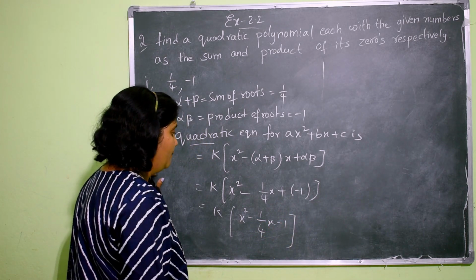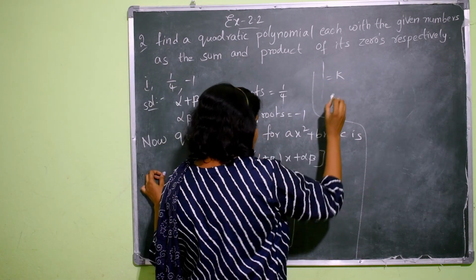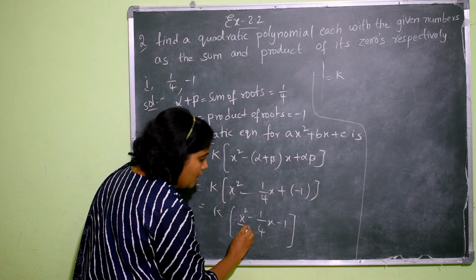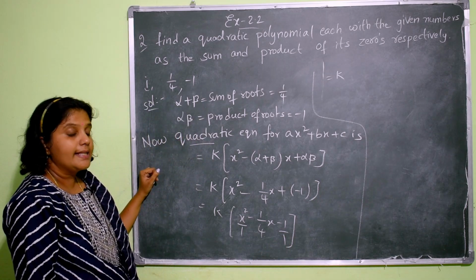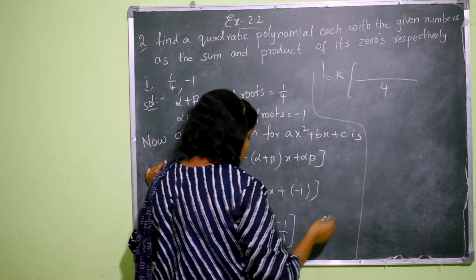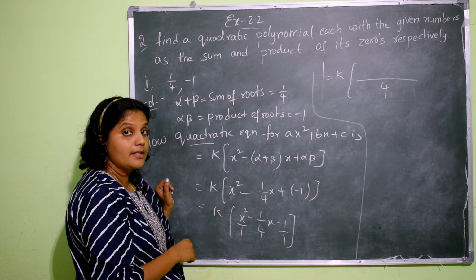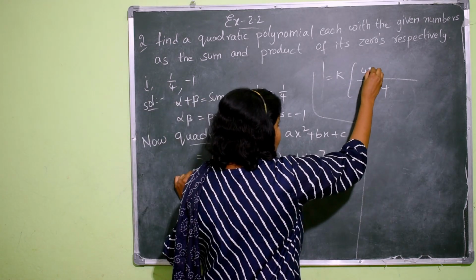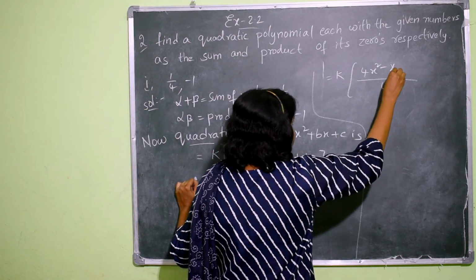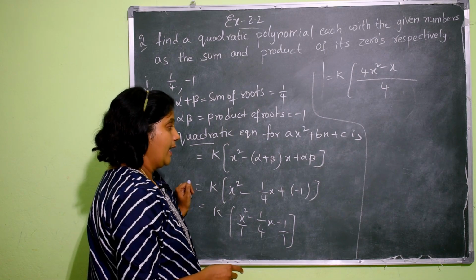Okay, now let's solve this equation. Here 4 is in the denominator, and these two numbers do not have any denominator, so let's assume it as 1. What is the LCM for 1 and 4? 4 only. So k into, LCM is 4. In one table 4 how many times? 4 times. So 4 into x square minus, in 4 table 4 one time only, 1 into x, that is x, and in one table 4, 4 times, that is minus 4.